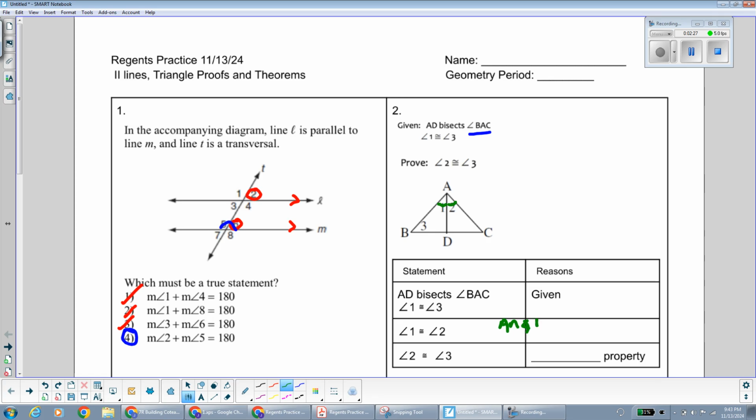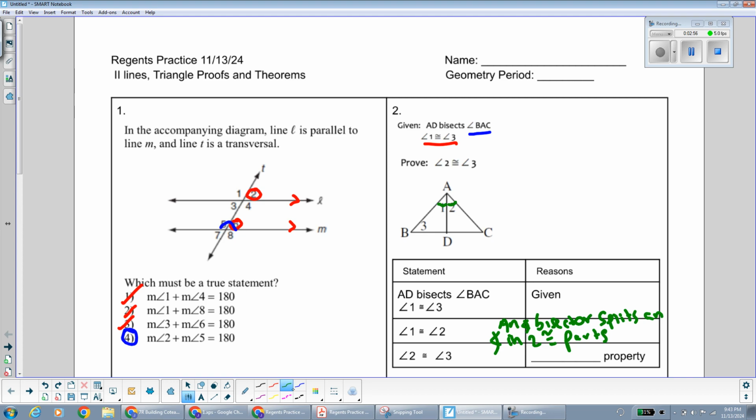An angle bisector splits an angle into congruent parts. And the conclusion we're trying to draw here is why angle 2 must be congruent to angle 3. So we did have another given, and all the givens are important. So make sure that you do put them down. They're all there for a reason.